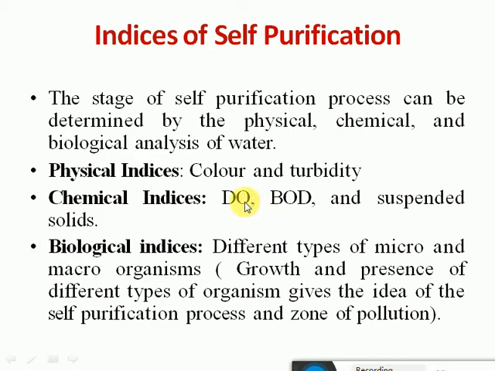So in the self purification phenomena, dissolved oxygen is a very important parameter because it is an indicator of the health of a river. As I told you, if it is less than 4 mg per liter then it is toxic, and most of the fishes die because of the absence of dissolved oxygen. So it is one of the important parameters.